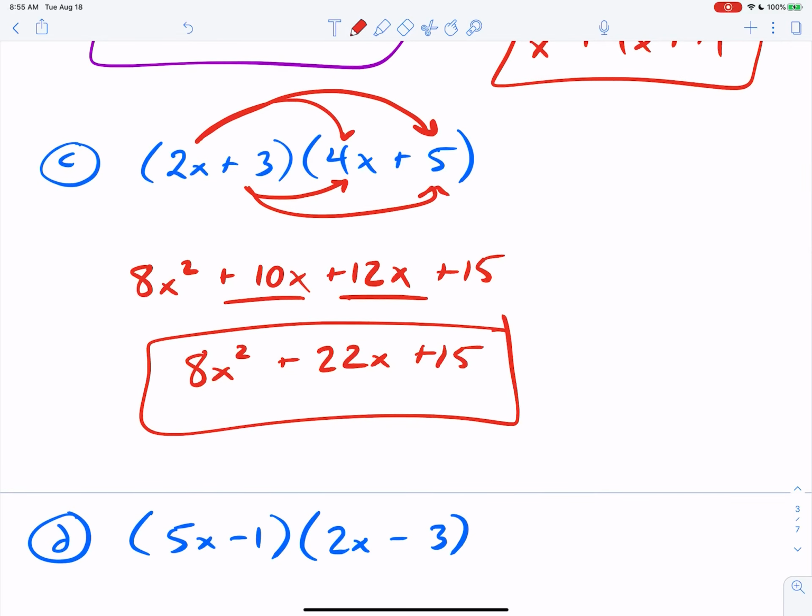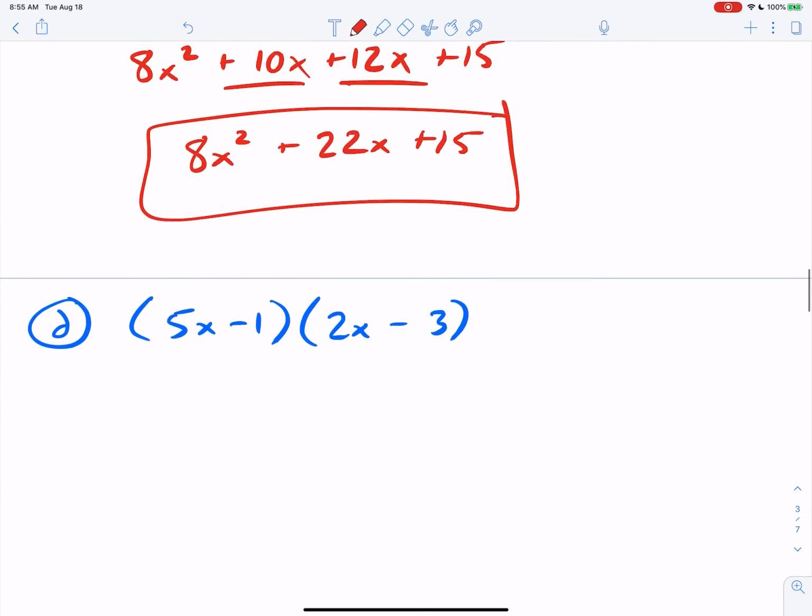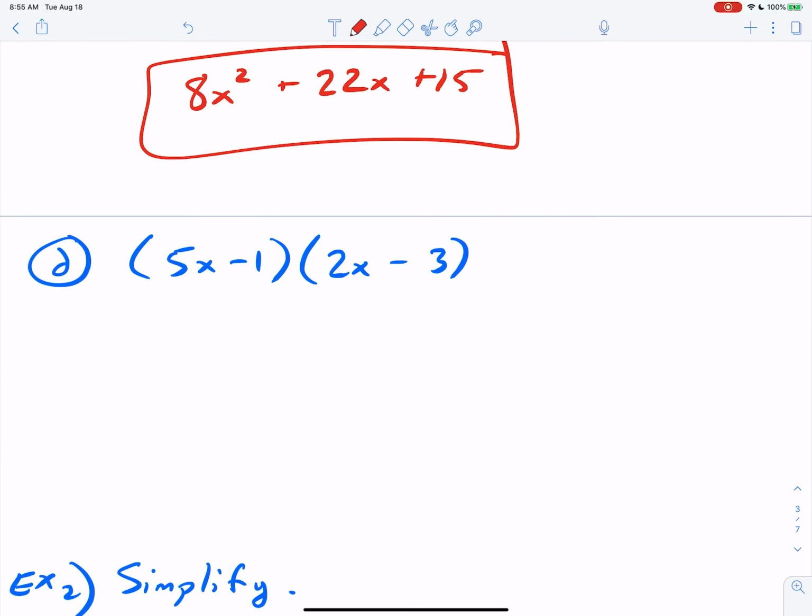Again, text me, replay it if you don't get it, but text me if you have questions, okay? Here, part D, watch out for these negatives. Pause and play whenever you're ready.